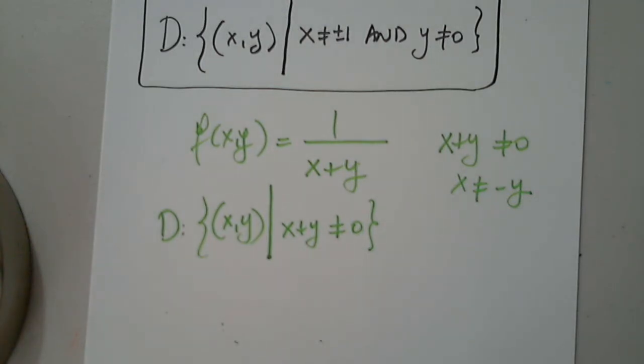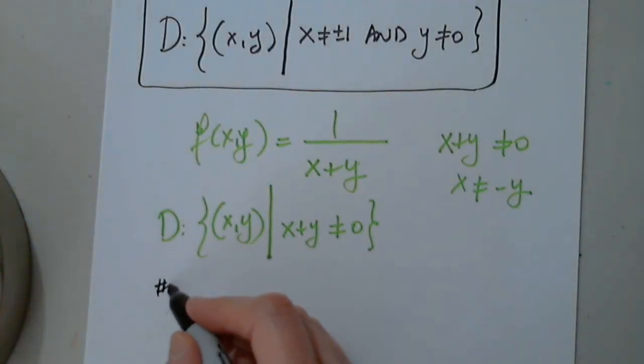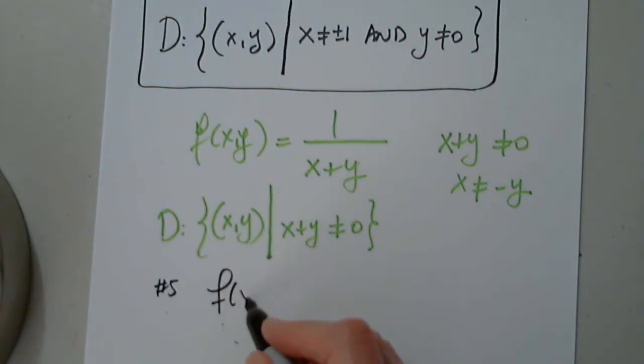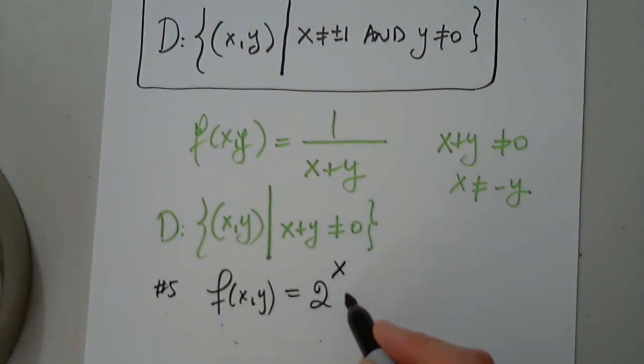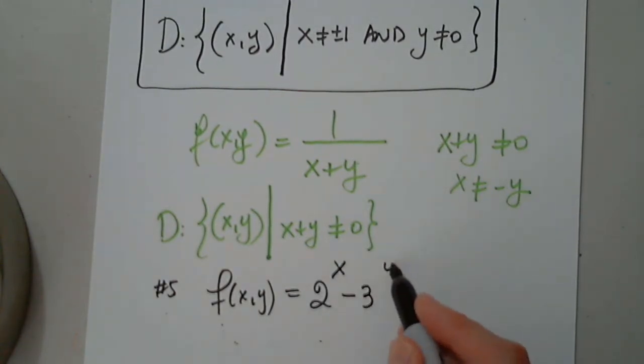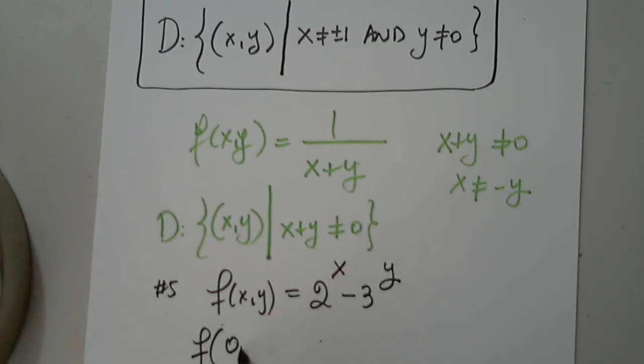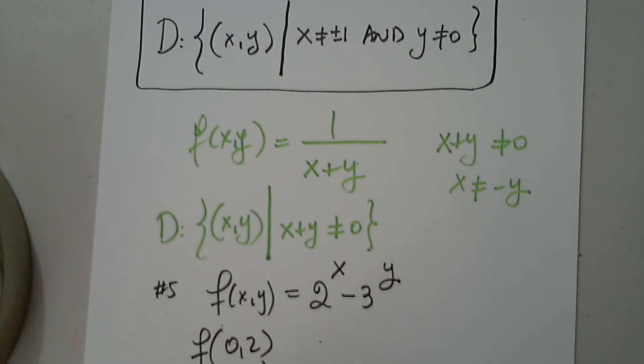Okay, so now let's look at number 5. We're given a function of two variables, and it's 2 to the x minus 3 to the y, and they're asking us to find f of 0 comma 2, f of 3 comma 1, and f of 2 comma 3. What does this mean? What are we asked to find?